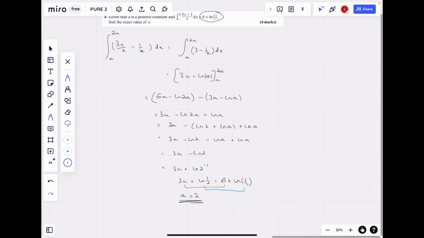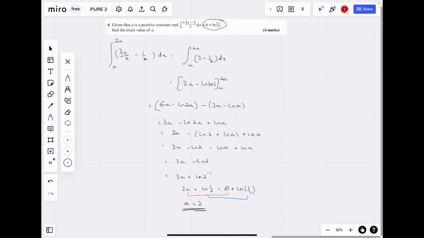Okay, so that is the start of integration, and in the case of this question, a good amount of logs as well.